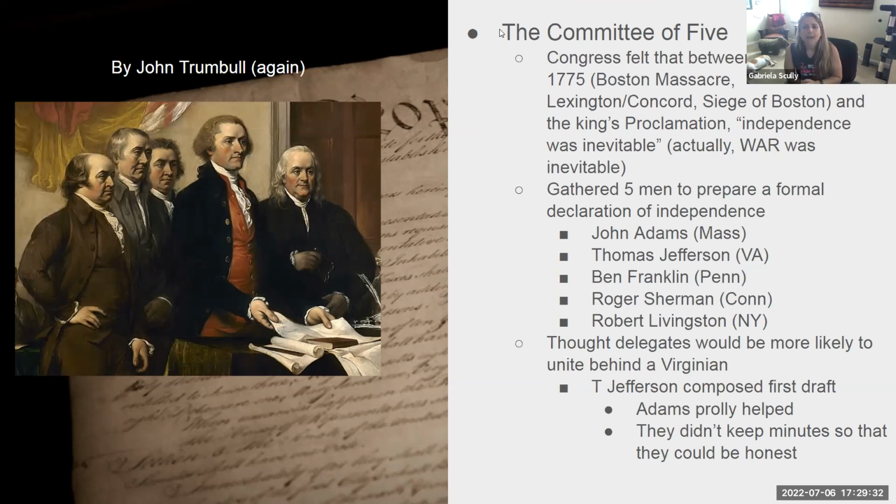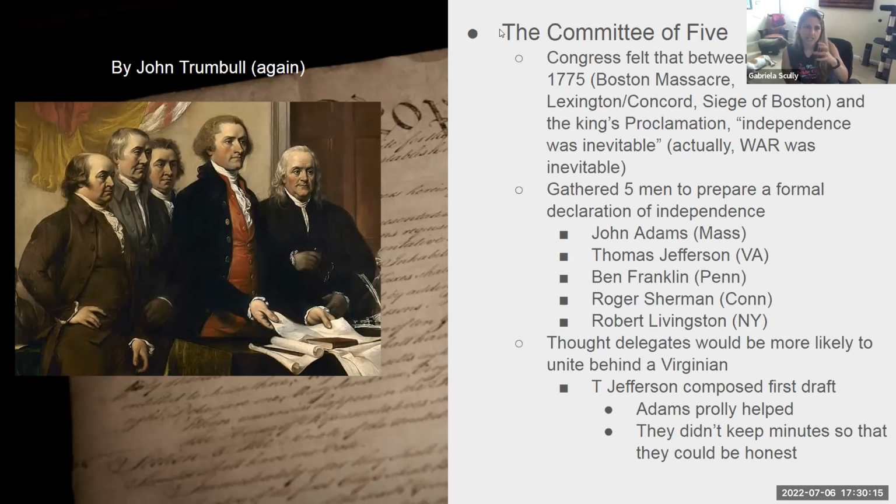And so they basically want Thomas Jefferson to write it, because he's a Virginian and people will like him. This is why we get George Washington to lead the armies over John Hancock, because he's from Virginia and it will unite everybody. And they do the same thing with the persuasive declaration. They got Thomas Jefferson, a Virginian, to write this because they think the Southern states will vote for it if a Southern delegate writes it. So Thomas Jefferson composes the first draft, probably helped by John Adams, because remember, John Adams is the one who's like, rah, rah, go independence, go.